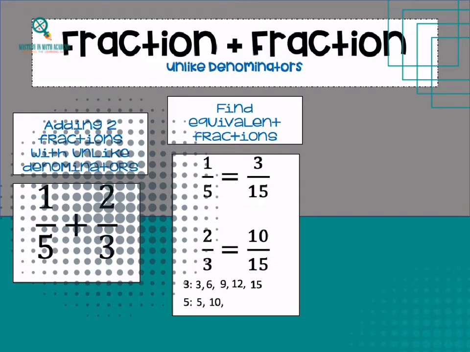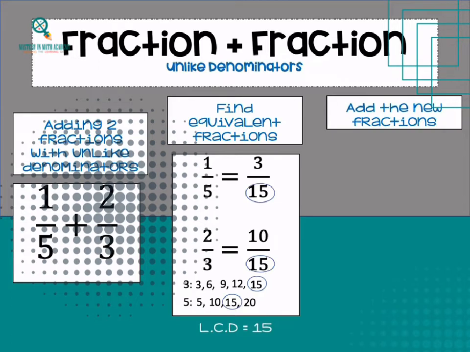You have 5, 10, 15, 20, and of course, you can always go higher. But remember, we need to find the least number, not the greatest or not anything higher than the least. We can see that both 3 and 5, they share the number 15. And that tells us that our LCD is now 15.